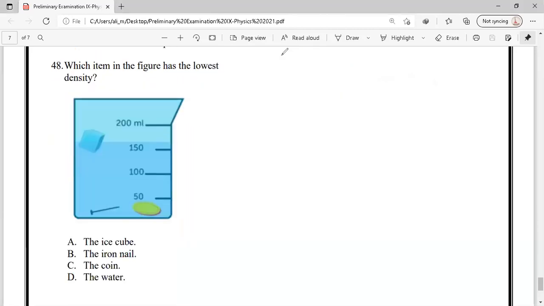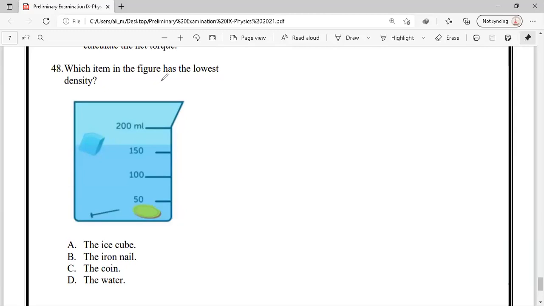Then we have question number 48. Which of the following, which item in the following figure has the lowest density? Lowest density in सब में किस ऑब्जेक्ट की है? सो वी नो दैट जिस ऑब्जेक्ट की डेंसिटी सबसे कम होगी या फिर कम होगी, वो ऑब्जेक्ट जो है वो लाइटर कहलाता है. और वो वाटर से, वाटर के अंदर यहाँ तीन ऑब्जेक्ट्स को हमने sink किया है.